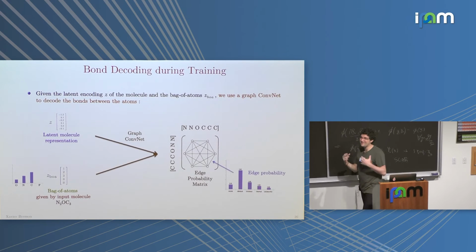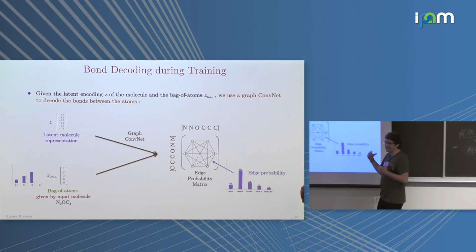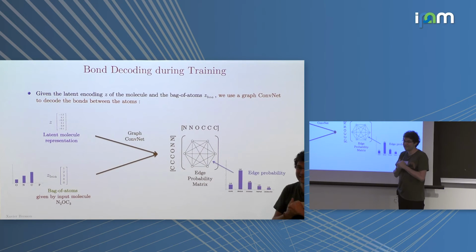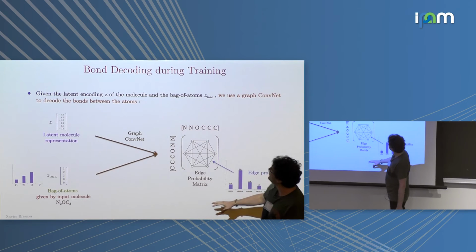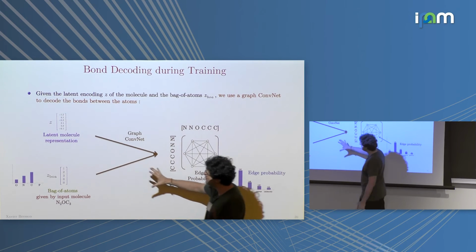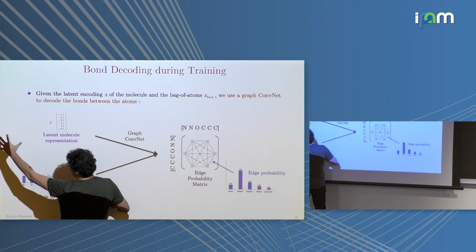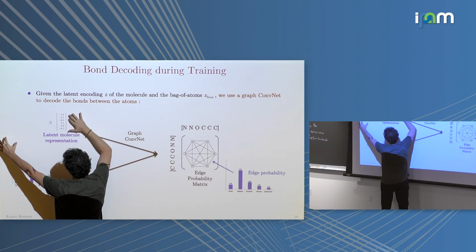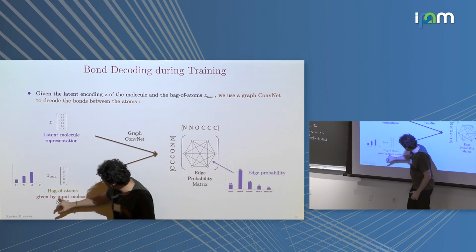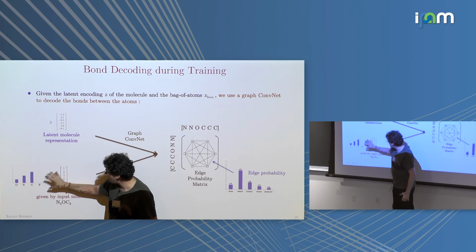Any structure we can put inside the network would be nice. Yeah, absolutely. Okay, so now for the bond decoding during training. We have our molecular graph. The molecular graph is going to give us encoding. So we will get the continuous vector, and also we will get the bag of atoms. We will know that for sure.